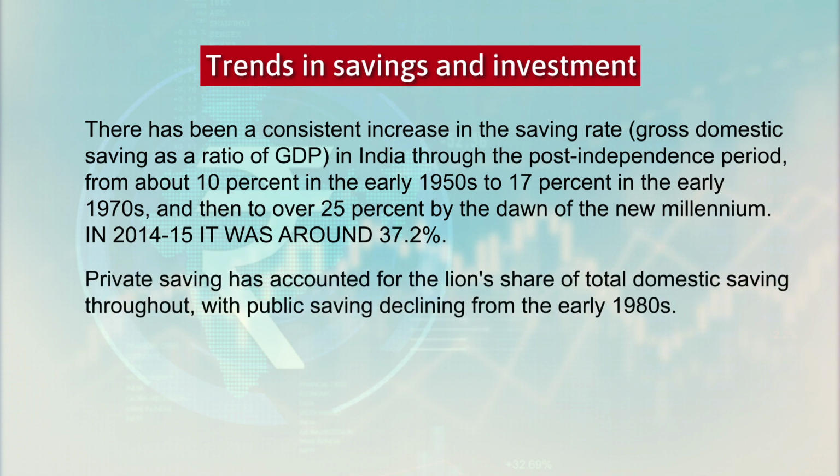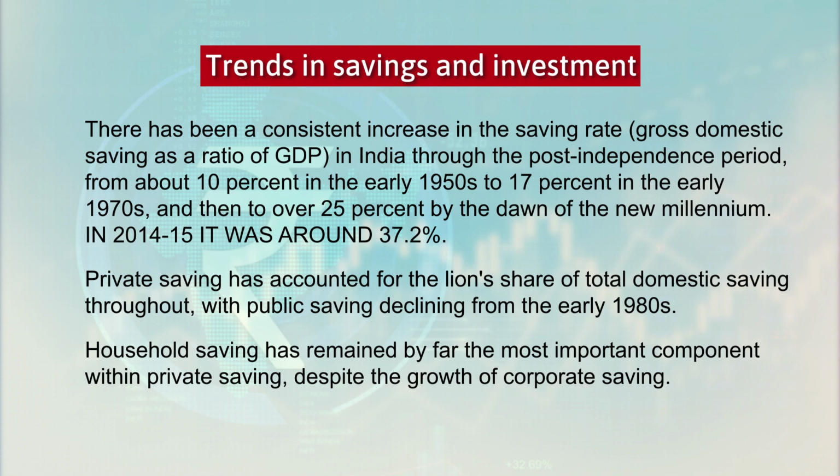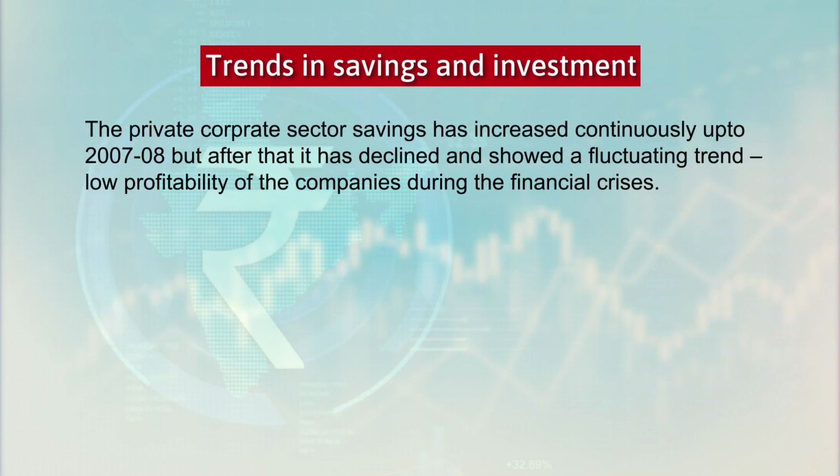Private savings had always accounted for a lion's share of the total domestic savings throughout, with public savings declining from early 1980s onward. Household savings has remained by far the most important component within the private saving despite the growth of corporate savings. The share of household savings in the total private savings declined marginally from over 88% in the early 1950s to around 84% in the late 90s, reflecting the increased corporate saving from 1% to 3.6% of India's GDP over this period. The private corporate sector savings has increased continuously up to 2007-8, but after that it has declined and has shown a fluctuating trend that is low, and this can be explained by the fact that the companies might have had low profitability during the financial crisis.